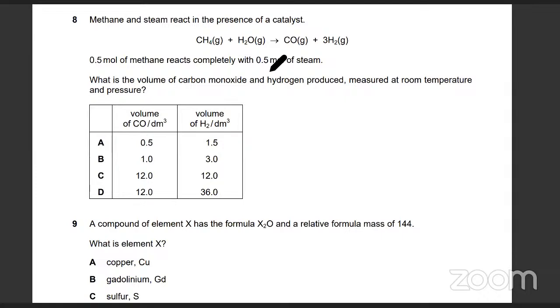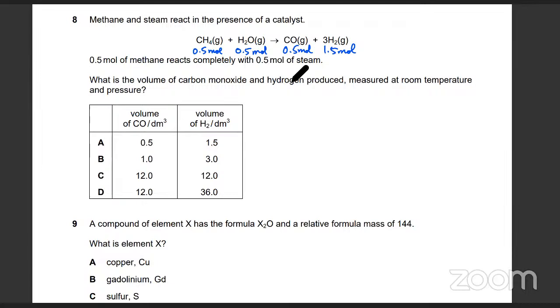0.5 moles of methane reacts completely with 0.5 moles of steam. What is the volume of carbon monoxide? So 0.5 moles. What's the ratio in the equation? 1:1, right? So how much carbon monoxide and H2 will be produced? Carbon monoxide will be 0.5. And H2 will be 1.5. It's 1:3, so that's 3 times more.